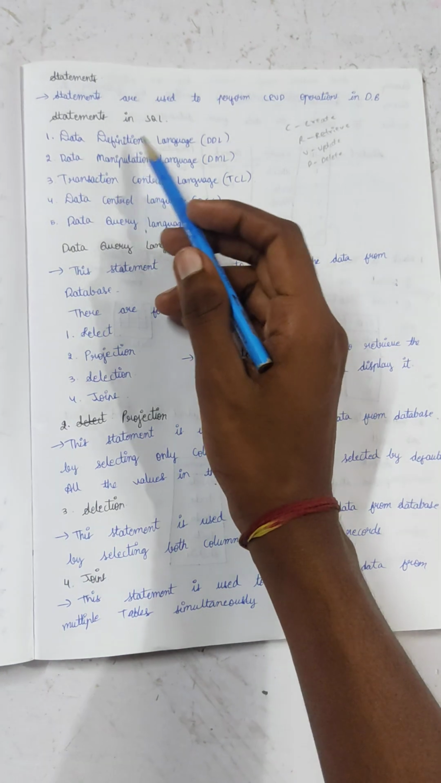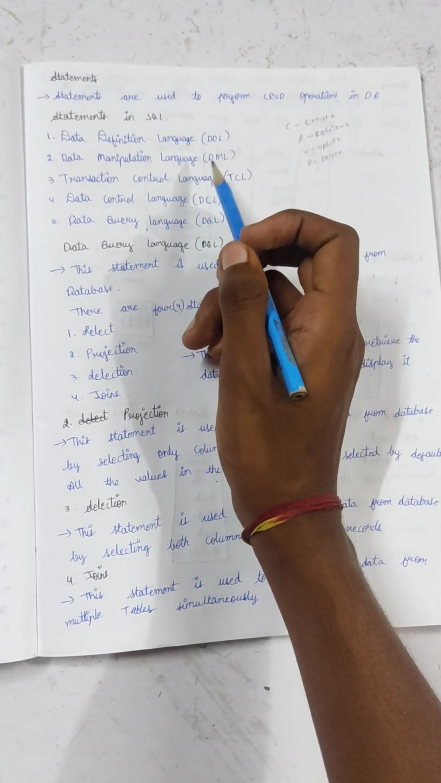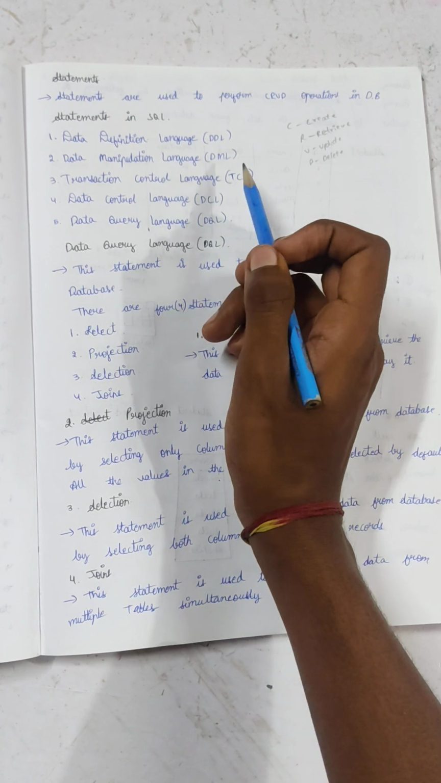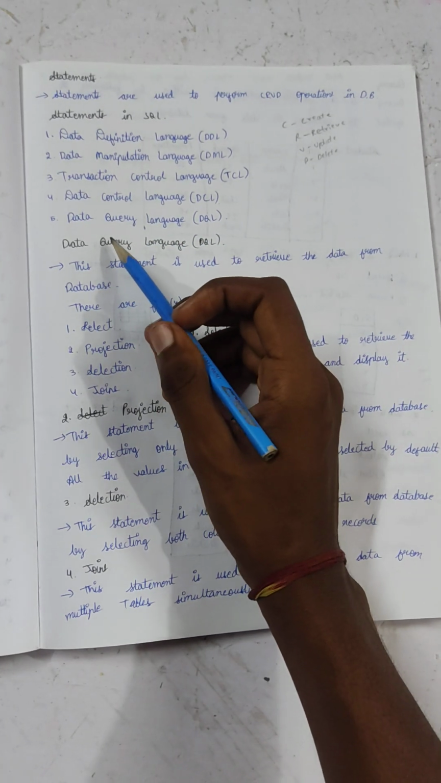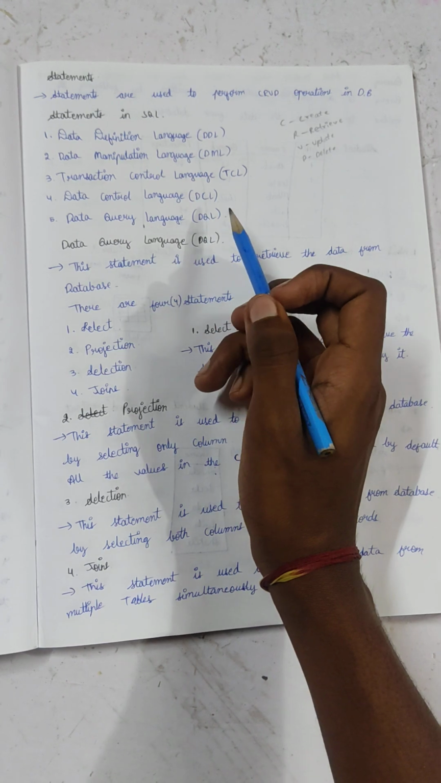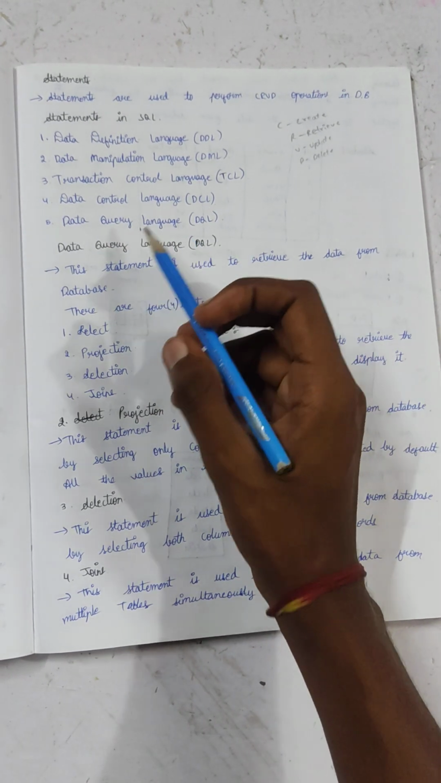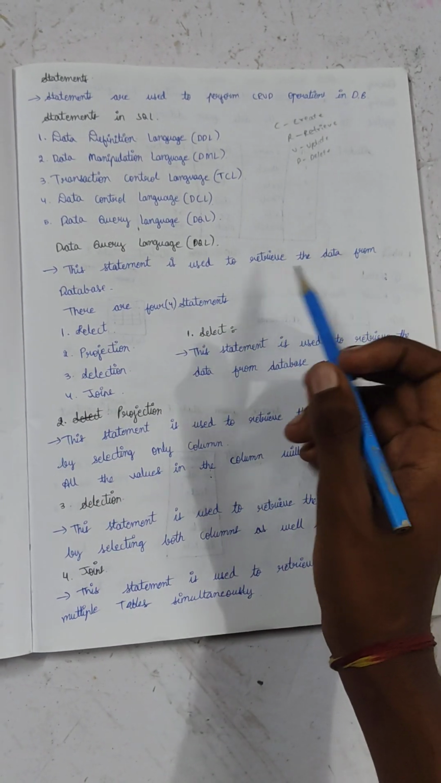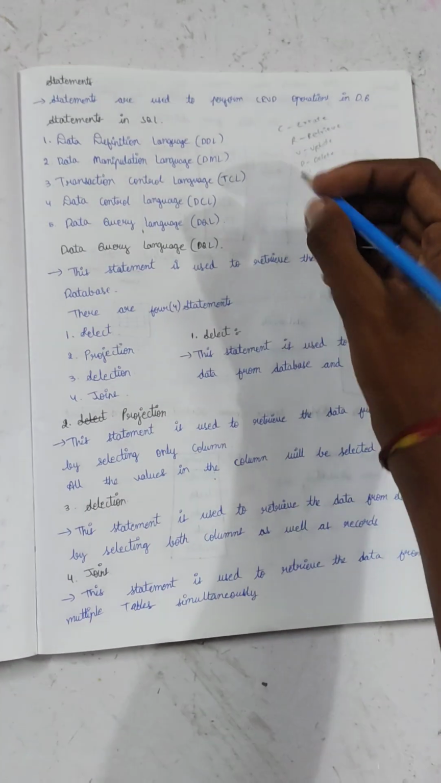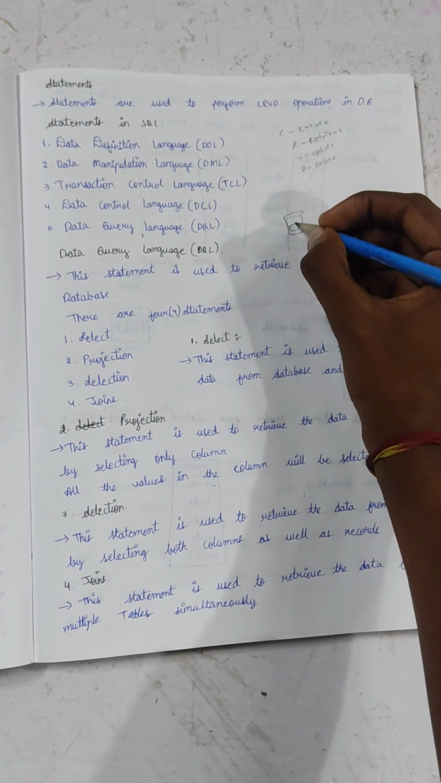First one is data definition language DDL, data manipulation language DML, transaction control language TCL, data control language DCL, data query language DQL. First of all, I want to discuss data query language. Data query language is used to retrieve the data from the database.